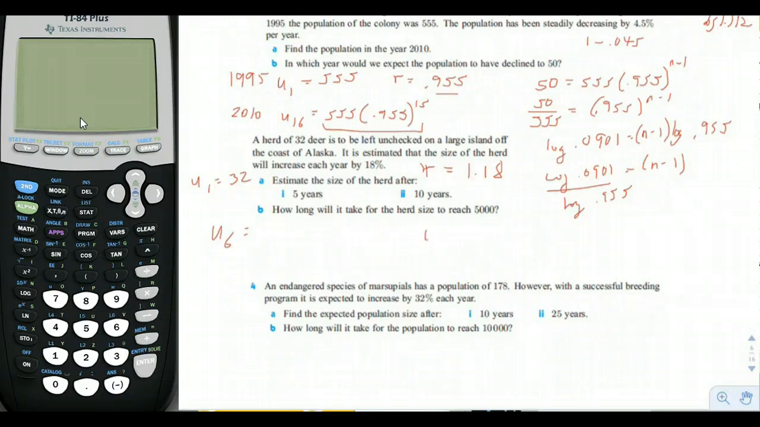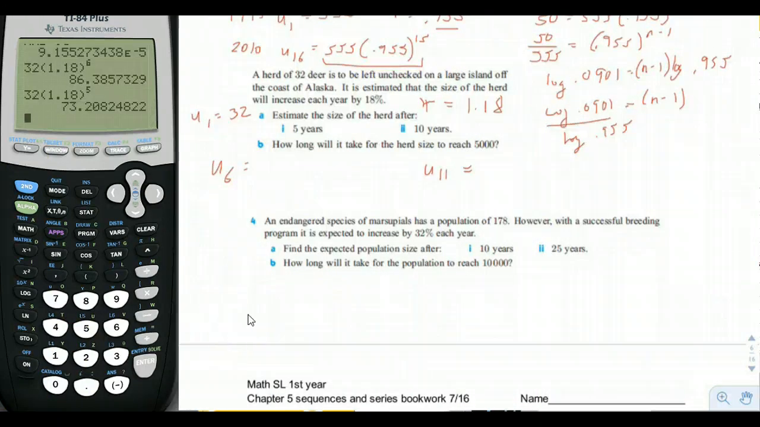After 10 years would be U10. I'm sorry, U11 actually. So after 5 years would be U6, and that would be equal to 32 times 1.18 to the 5th. And U11, which would be after 10 years, would be 32 times 1.18 to the 10th. And we could do that on a calculator. Here's a demonstration of the 5th. That would be about 73.